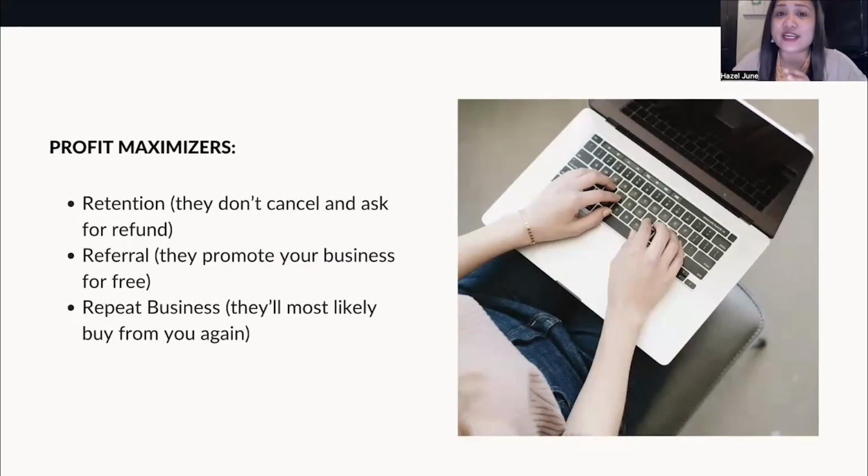Okay. Here's one of the biggest concepts that I'm a big fan of, and it's what I call the profit maximizers: retention, referral, and repeat business. So, retention, your students do not cancel and ask for refunds. Referral, they promote your business for free, word of mouth. And then repeat business, they do business with you again, meaning they buy from you again. The things that I'm going to walk you through today will support, and they're all in alignment of making sure that we maximize all of these profit levers.